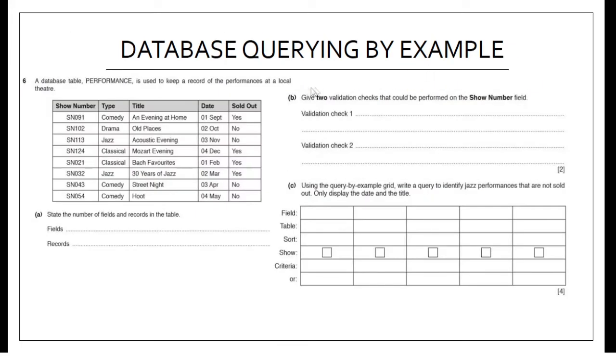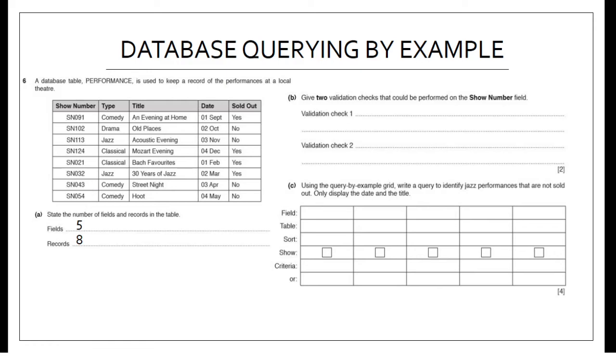Moving on to example 2. A database table performance is used to keep track of performances at a local theater. State the number of fields and records. The fields are the columns of a database. Here, there are 1, 2, 3, 4, 5 fields. The records are the rows of a database. Here, there are 1, 2, 3, 4, 5, 6, 7, 8 records.